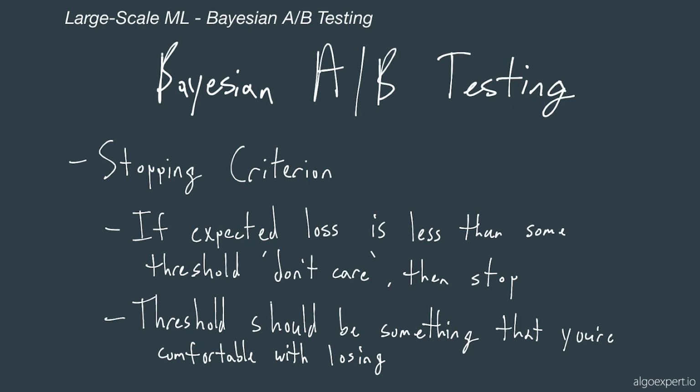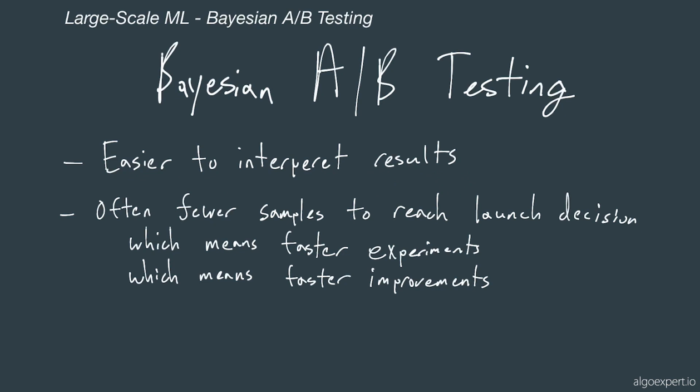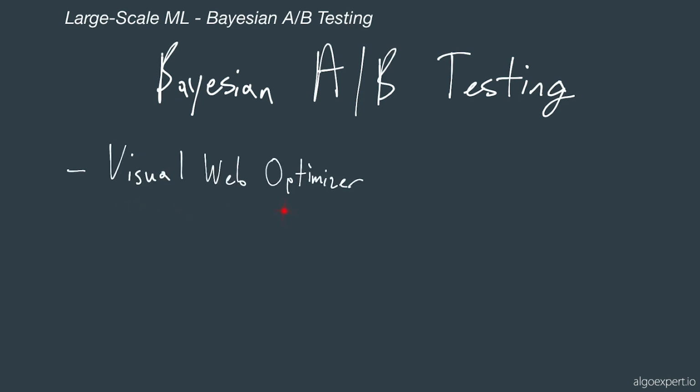So why would you pick Bayesian A/B testing over frequentist? Well, generally it's easier to interpret the results. If I tell you the p-value is 0.05 and the confidence interval is this, that could mean something to you, but more often than not, I would just like to know what's the probability that the experience B is better than the experience A. And here we can answer that question directly. Also, there's often fewer samples that we have to collect to reach a launch decision. This means faster experiments and faster improvements. Now, one of the tools, in addition to all the tools that we talked about in the previous frequentist A/B testing, is Visual Web Optimizer.